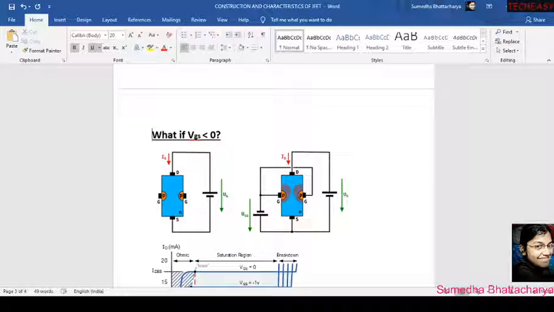Today I will discuss the continuous session of JFET. In the previous class I discussed what the characteristics and the construction of a JFET will be if VGS is equal to 0. Today I will discuss the construction and characteristics of JFET in case of VGS less than 0.